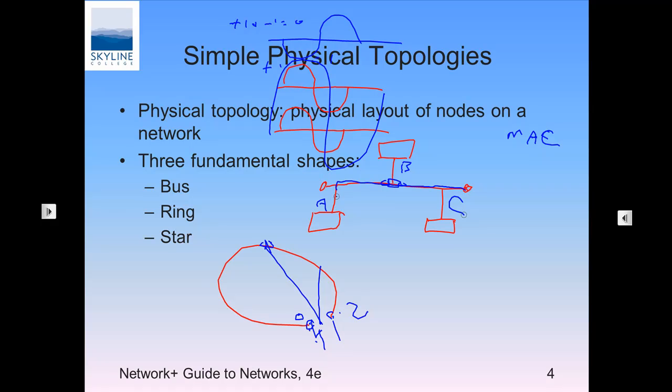So if this is going to C, it goes out here and onto the wire going to MAC C. This guy says, oh, there's traffic out there. Oh, that's not for me. So it moves on down.